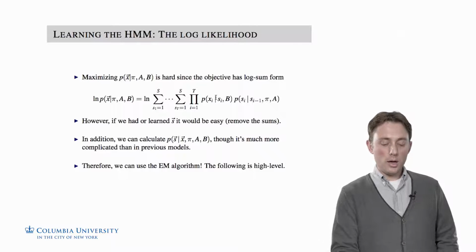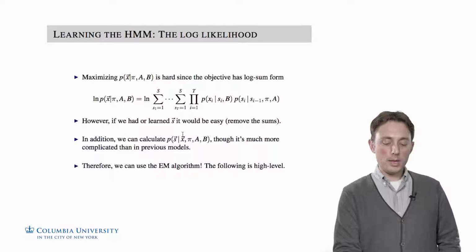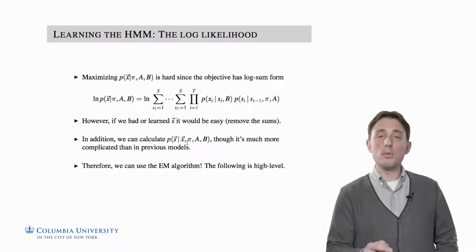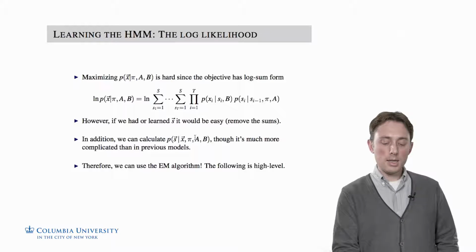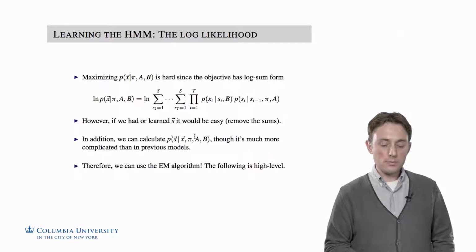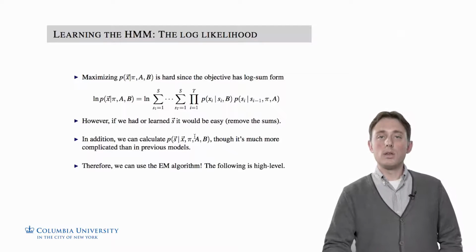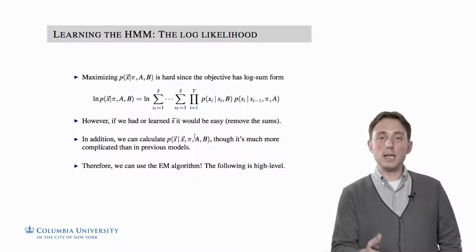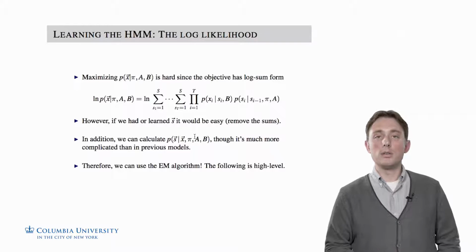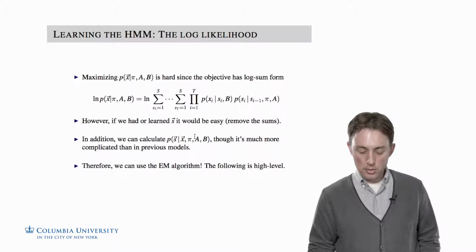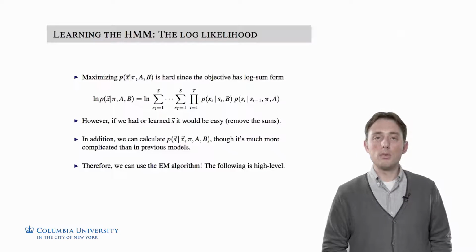In addition, I'm not going to derive it, but we can show how we can calculate the conditional posterior of the entire state sequence, or the important parts of it, given the data and given an HMM. And this is done through the forward-backward algorithm. So therefore, we conclude that we can use the EM algorithm for this problem, and that's how it's usually done, with the EM algorithm. And so in the following slides, I'm going to give a high-level overview of the EM algorithm for the HMM.